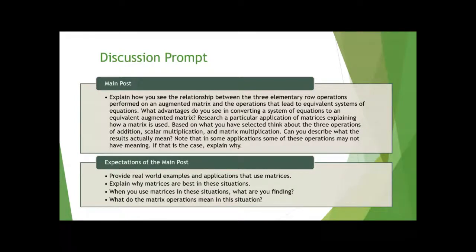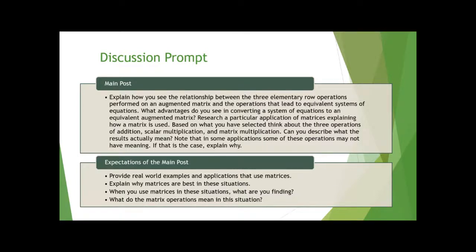And of course, you do have a minimum word count, so you want to make sure that you hit that word count. And if you do research, like you will be doing research to find real world applications, please provide the links to where you got that research. That way other people can check those links and check out the information. So do include your references. Are there any questions on the discussion prompt?